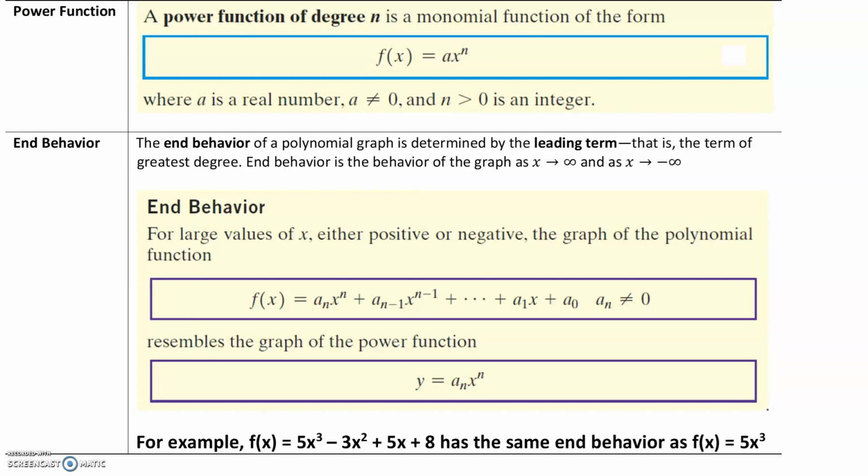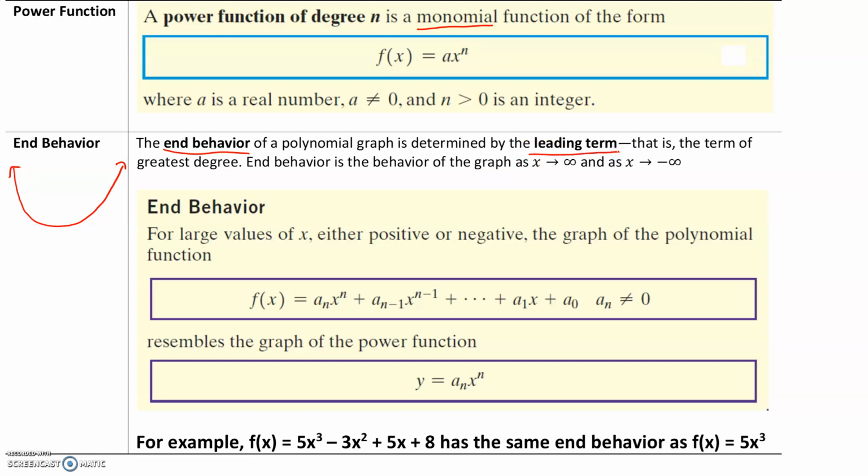Now, a power function is a monomial function. Monomial means one term, of the form f of x equals a x to the n power, where a is a real number and n is an integer. Okay? Now here's what end behavior means. It means that as the function keeps going infinitely in each direction, to positive and negative infinity, what's happening to the function? Is it going towards positive infinity? Is it going towards negative infinity? What's happening? So the end behavior of the polynomial graph is determined by the leading term.